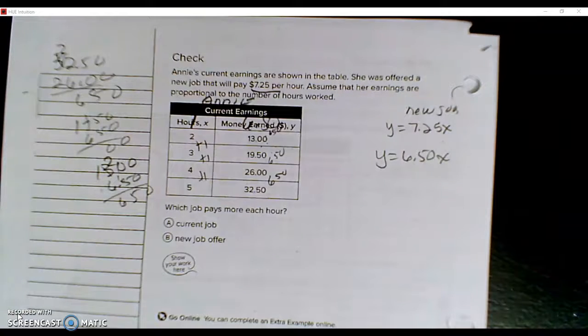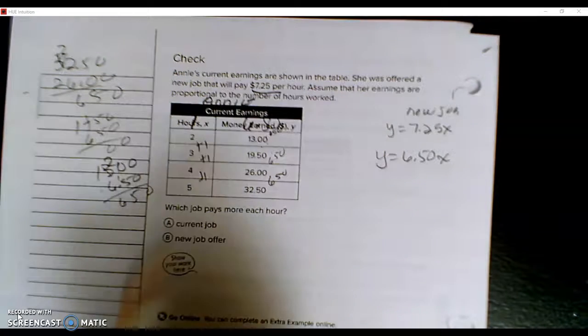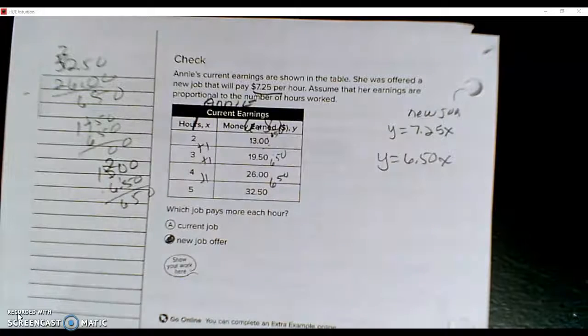So which job is going to pay better? Boom, the new job does. Okay, you are now done.